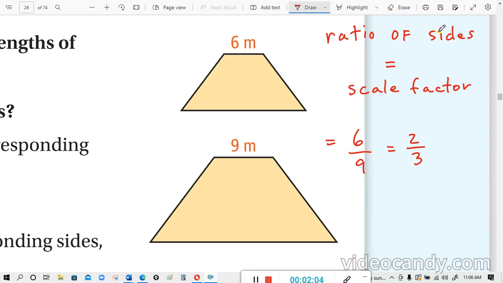The ratio of the sides is the scale factor, and they told us it was 6 over 9 or 2 over 3. So the ratio of the perimeters is the same. There's nothing to do for the ratio of perimeters. It's just the same thing as the ratio for the side lengths. It's just 2 over 3.